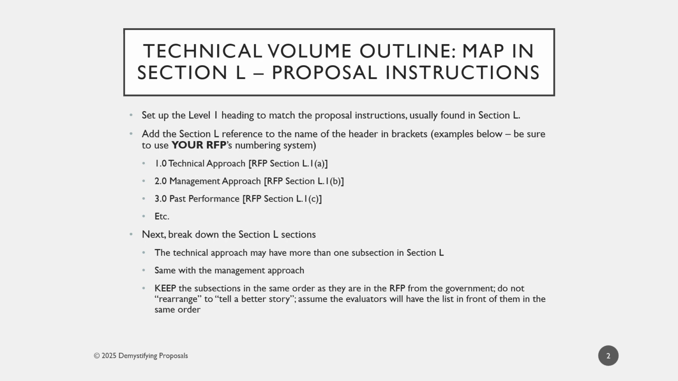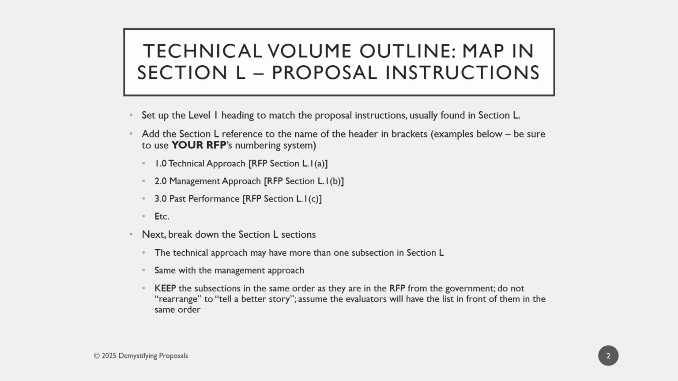Then you would put in your other sections. So that might be management approach, that might be past performance. You want to put them in exactly the same order as they are required in section L. So sometimes the management approach is the most important thing, and they put that first. Then management approach would be your first section, 1.0 management approach, instead of technical approach as is shown here.